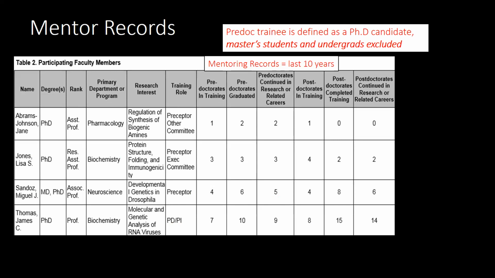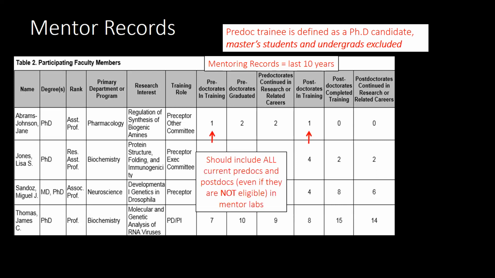So this is always an interesting data table, as far as mentoring records, because how do you get this data? It's just not published anywhere. And if they have lab websites, they're not always correct, right? And people leave and whatnot. So this data usually has to come directly from the PI. There are 6 columns here. The first column is how many pre-docs are in training in that lab. So you have Dr. Abrams Johnson. How many pre-docs are currently in the lab? So you see 1.